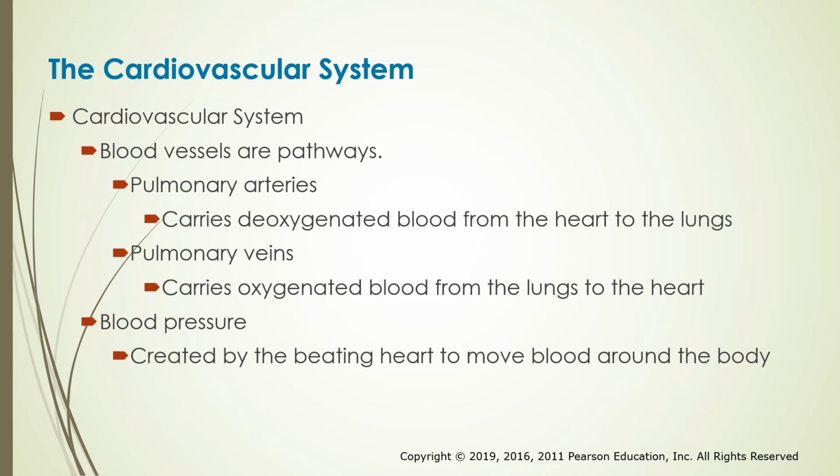Our blood pressure, so that's created by the beating heart to move blood around the body. Typically they say normal is 120/80. So the high number, the systolic blood pressure, is the pressure in your vessels when the heart contracts, and the lower number, the diastolic number, is the pressure in your vessels when the heart relaxes.